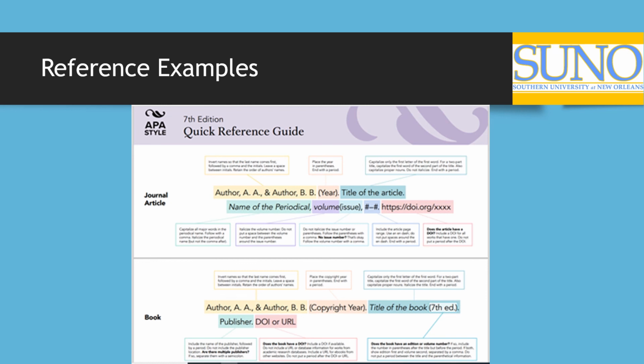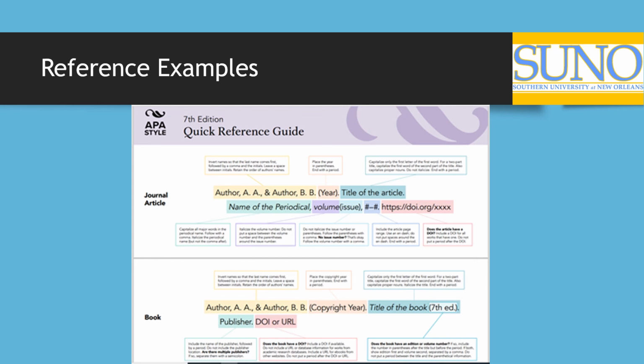Here are a couple of reference examples. I chose these two examples in particular because they are probably the primary ones that you are going to be using for your research, especially if you are using the online databases to find scholarly articles and things of that nature. So the first source is a journal article.